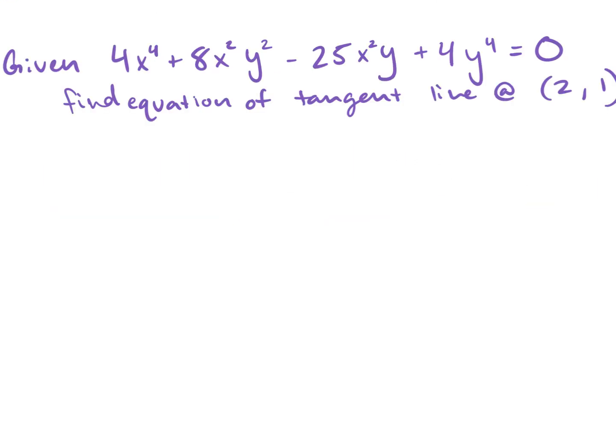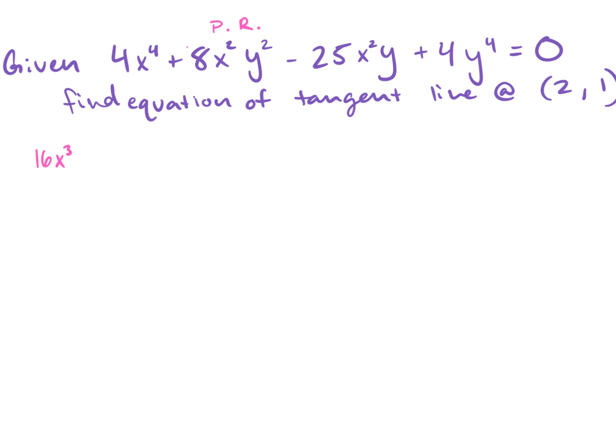What should we do first? Find the derivative. Perfect. So let's find the derivative. What's the derivative of 4x to the fourth power? 16x to the third power. Then we have 8x squared times y squared. How would we find the derivative of this? Product rule. Since we're multiplying the x's and the y's, we've got to do the product rule.